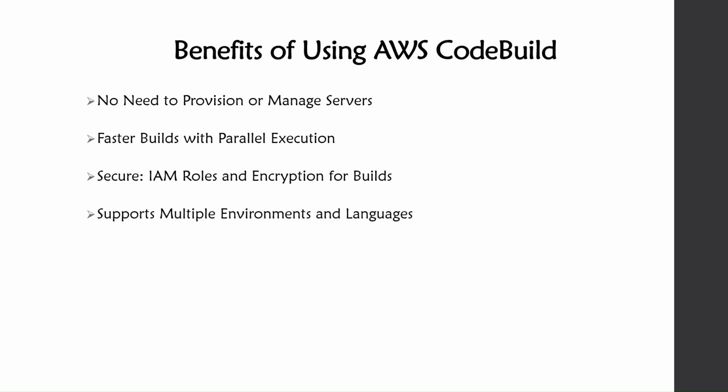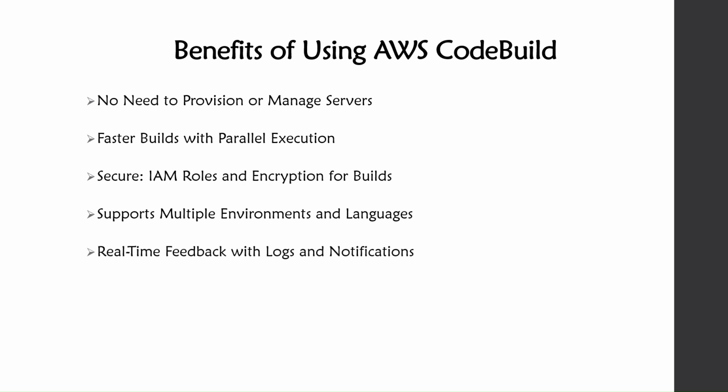So the next thing we have is that it supports multiple environments and languages. AWS CodeBuild supports multiple programming languages and build environments, from common ones like Java, Python, Node.js, and Ruby to custom Docker environments for more specialized needs. This flexibility allows teams working on different platforms or technologies to use a single service for their build process, reducing the complexity and increasing consistency across the project.